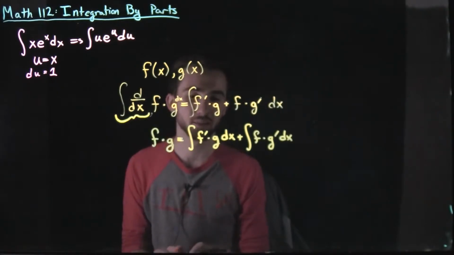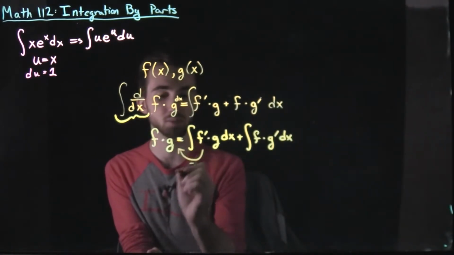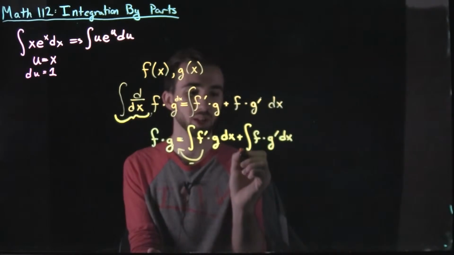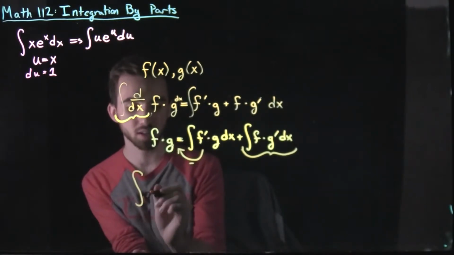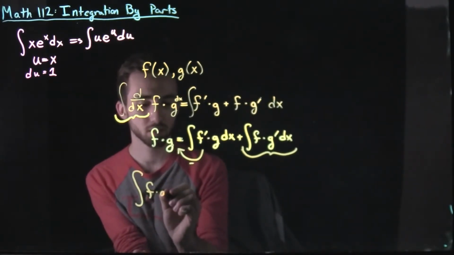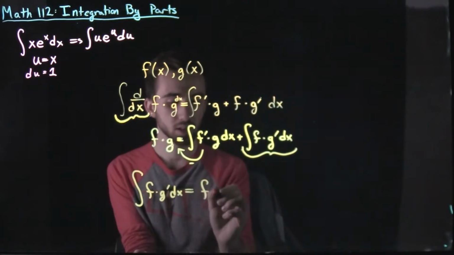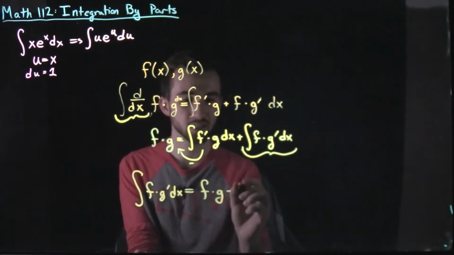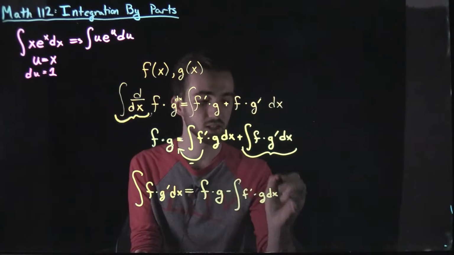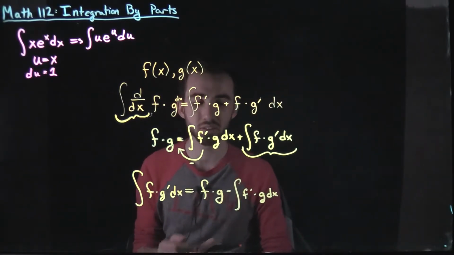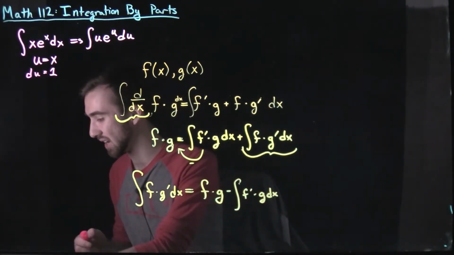So from here, it may not seem like we've done anything useful, but let's move this over to this side by subtracting it out. And let's write this whole equation for this. So we eventually end up with our new formula: the integral of f times g prime dx is equal to f of x times g minus the integral of f prime times g dx. And this, funny enough, is actually our integration by parts formula. It was really easy to get to, very fast.